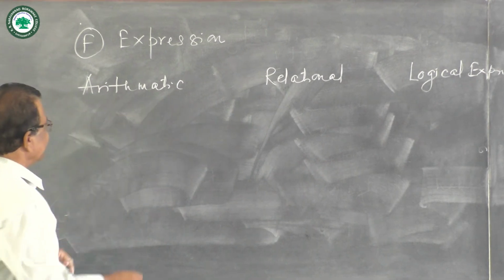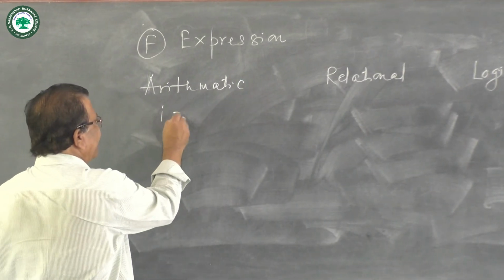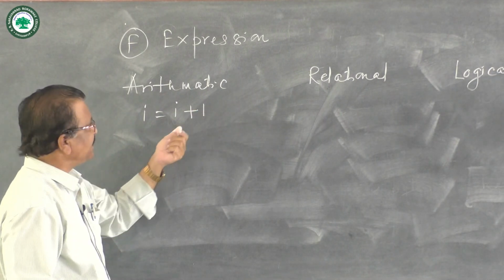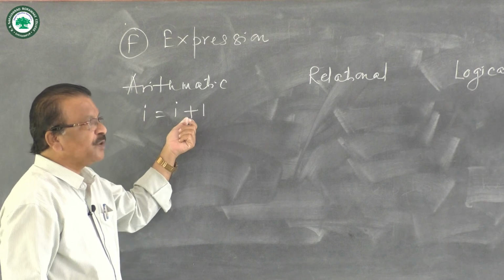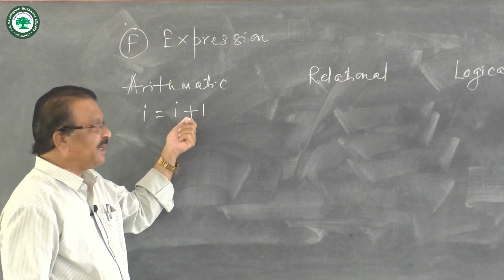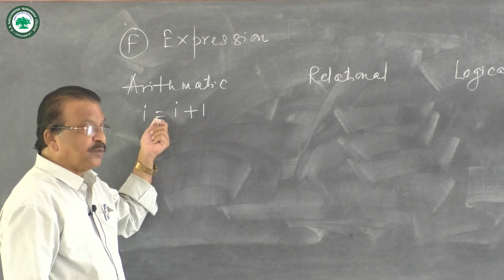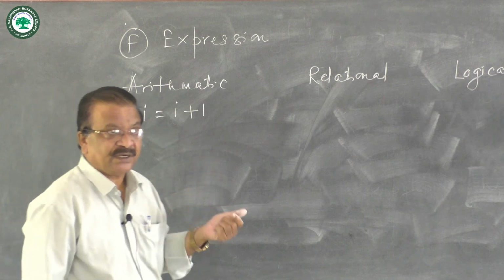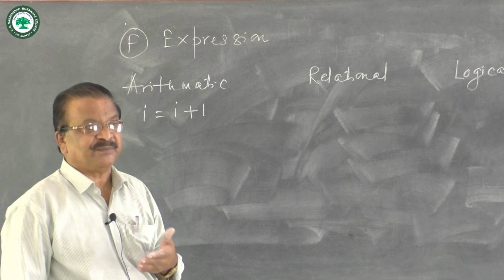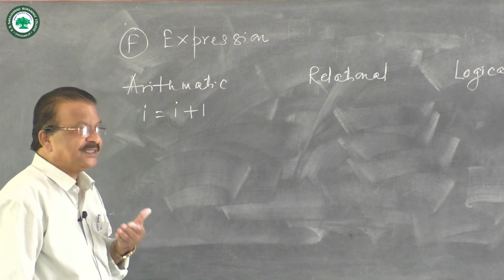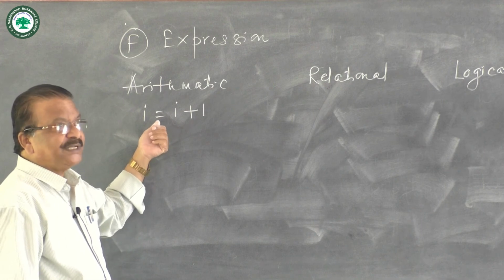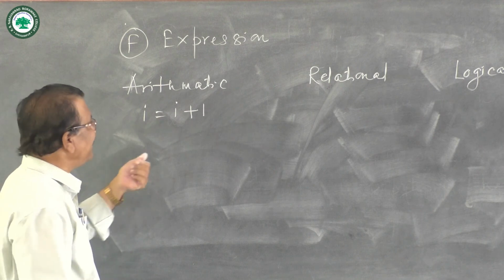In arithmetic expression, you can have I equal to I plus 1. This is an arithmetic expression because I am making use of the plus operator here, which is an arithmetic operator. Moreover, equal to is an assignment operator. I equal to I plus 1 is not true in mathematics, but in C programming it's true. The reason is the way we interpret this equal to sign. Equal to is interpreted as an assignment operator.